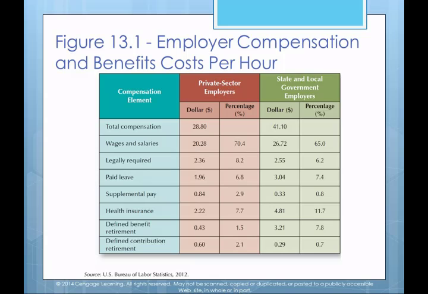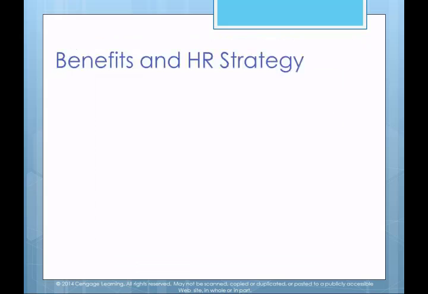So by this figure 13.1, you can see total compensation, wages and salaries, legally required benefits, paid leaves, how much the private sector employers pay, and how much the state and local government employers pay. And so there is a wide disparity between the two.